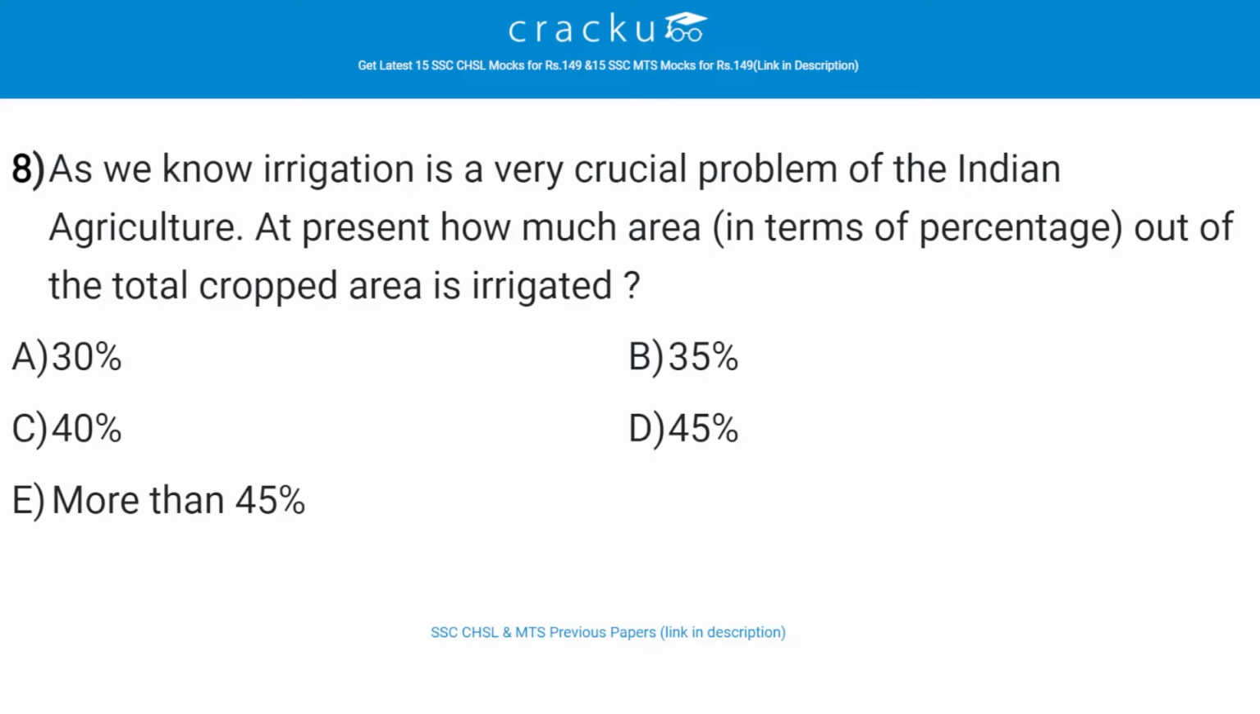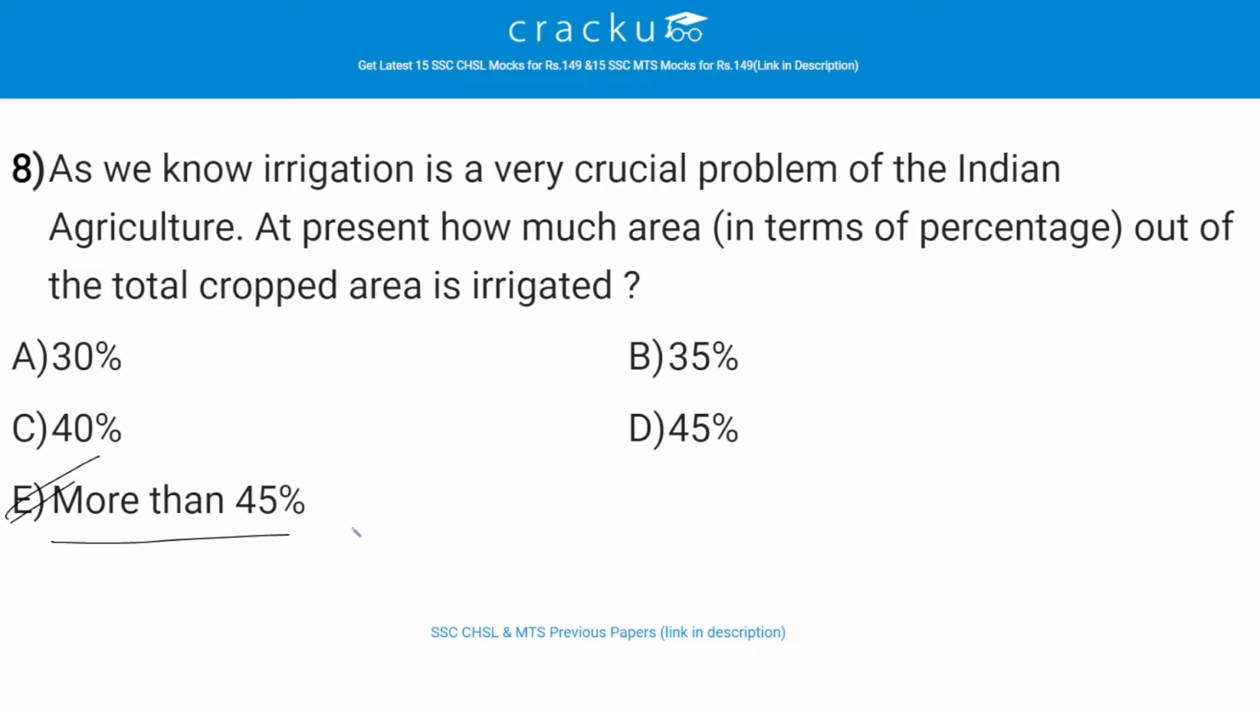As we know, irrigation is a very crucial problem of Indian agriculture. At present, how much area out of the total cropped area is irrigated? The correct answer is E, that is more than 45%. So, 65% of the irrigation in India is from groundwater, and currently about 51% of the agricultural area cultivating food grains is covered by irrigation, and the rest of the area is dependent on rainfall, which is most of the times unreliable and unpredictable.